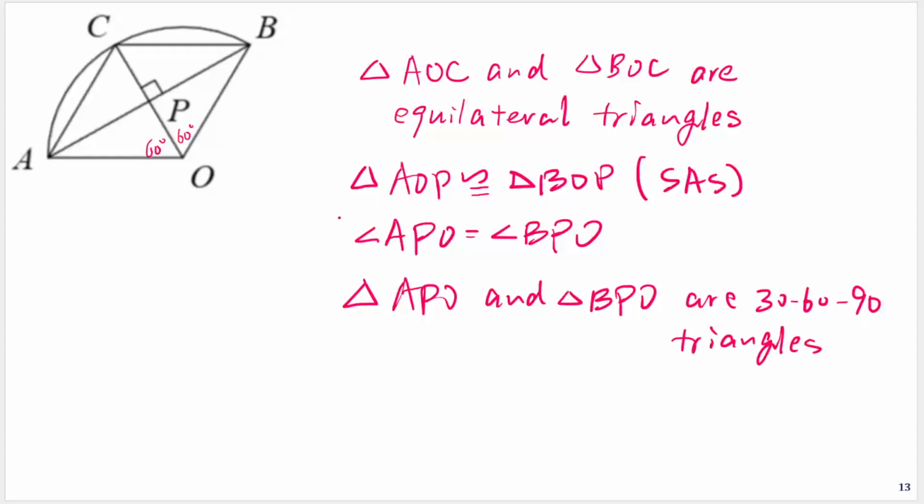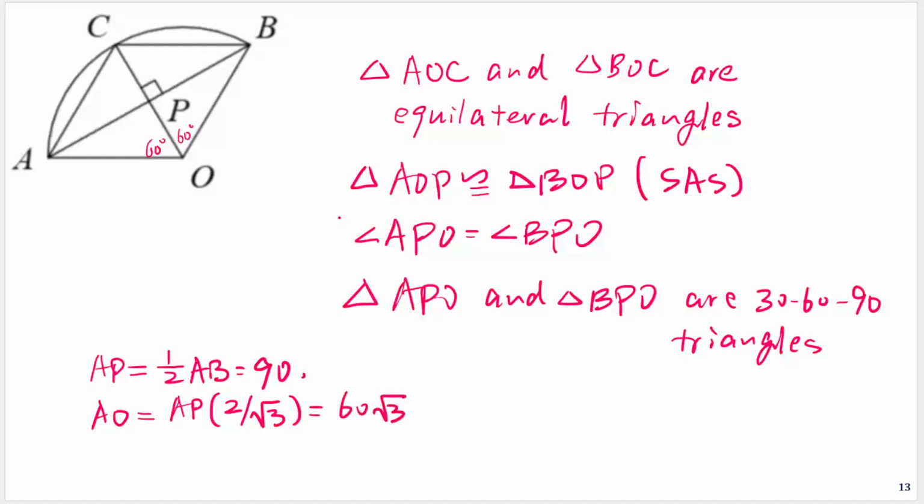Therefore, again, if you know one side of that triangle, you should find the other two sides. In that case, AP equals half of AB equals 90. Then we have AO equals AP times 2 over square root 3. This gives us 60 square root 3, right? And we have AC plus CB equals AO plus BO. This gives us 120 square root 3.